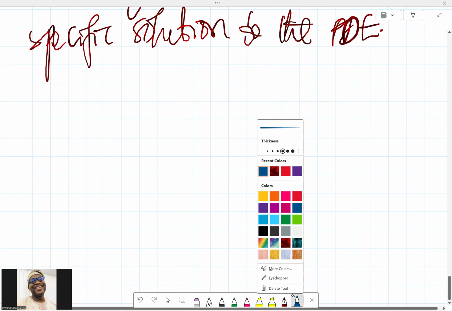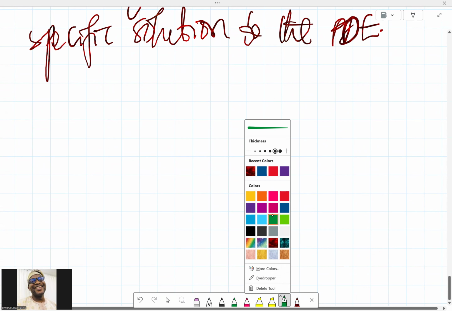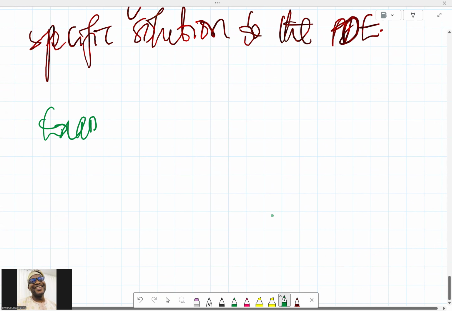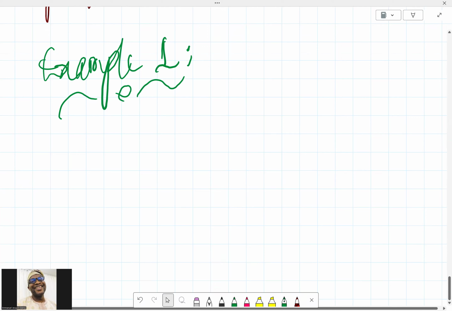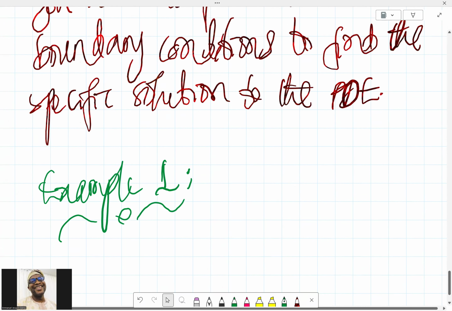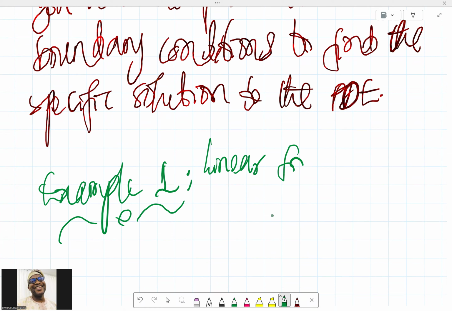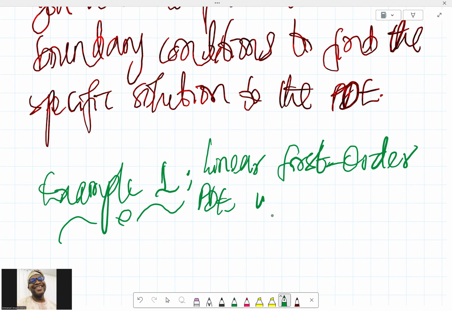Now we switch over and this goes green. So let's take example one. I will take two examples to drive the point home. Example one: we'll have a linear first order PDE with an initial condition.